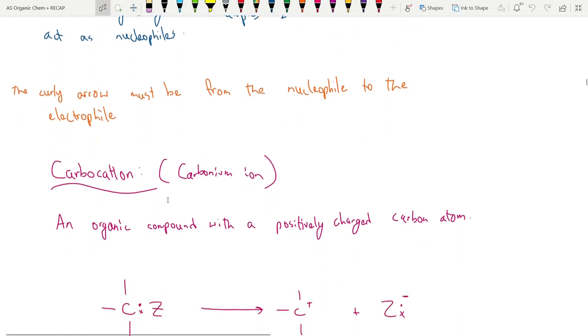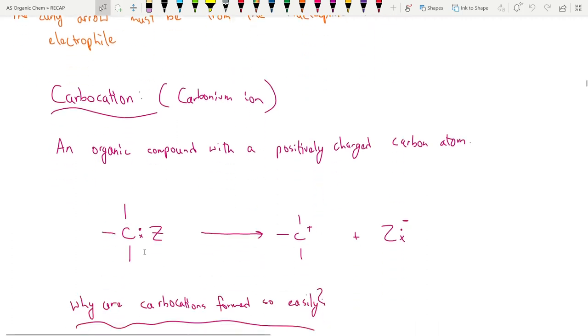Remember, the electrophile can attack the nucleophile, as we've seen in A2 chemistry, where the nitronium ion attacks the benzene ring, for example. You're going to learn this next year. The attack can be from the electrophile to the nucleophile. However, the arrow has to be drawn from the nucleophile to the electrophile, and the arrow must be curly. The curly arrow represents transfer of electrons.